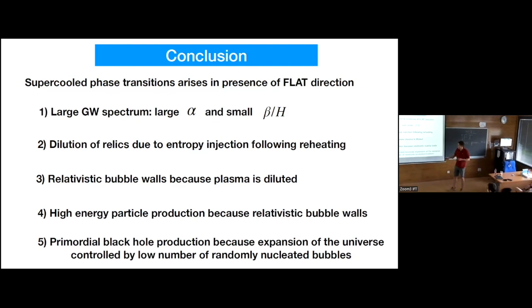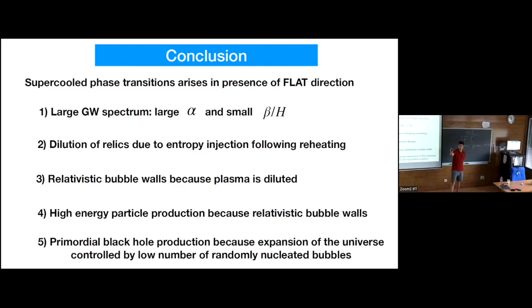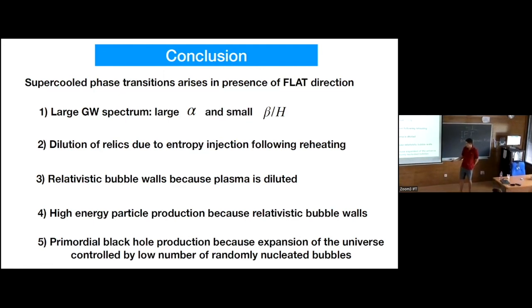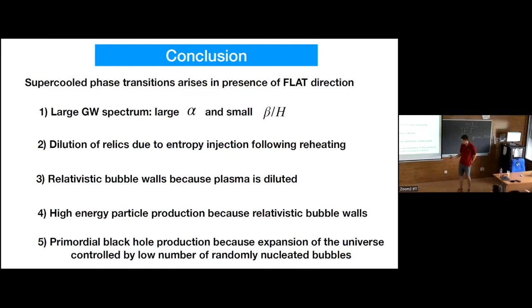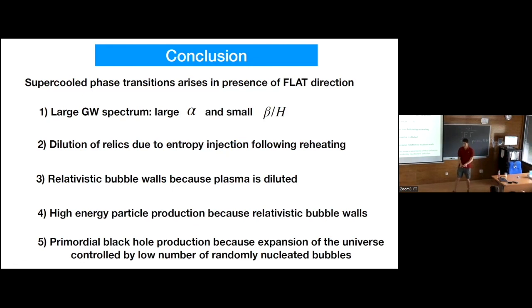But then they produce high energy particle production, either due to interaction of the bubble wall with the plasma, or interaction of the bubble wall with the vacuum by its decay or by non-adiabatic processes. And finally, you can produce primordial black holes. Why? Because the expansion of the universe in those 10 to the 40 Hubble patches that I've introduced is controlled by dice, by throwing dice, controlled by a low number of randomly nucleated bubbles.